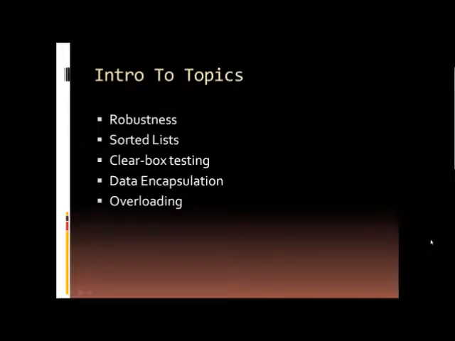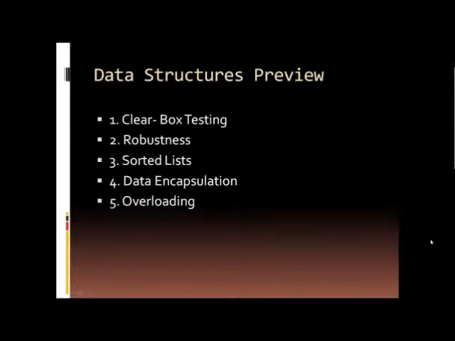We're going to talk about robustness, sorted list, clear box testing, data encapsulation, overloading. The preview of what the data structure season is going to look like when it first starts. We got clear box testing, robustness, sorted list, data encapsulation, and last but not least, coming up is overloading, for the first 5 data structures. Let's get the regular season started.